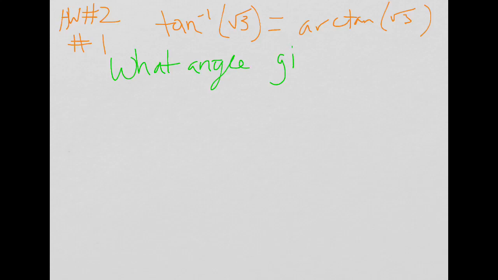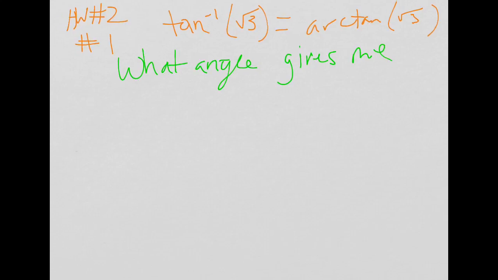gives me a tangent. That's what we really want. What angle gives me a tangent of the square root of 3? That's what we want to know. First of all, we've got to figure out what angle gives me a tangent of the square root of 3. Now, there's going to be two problems like this.